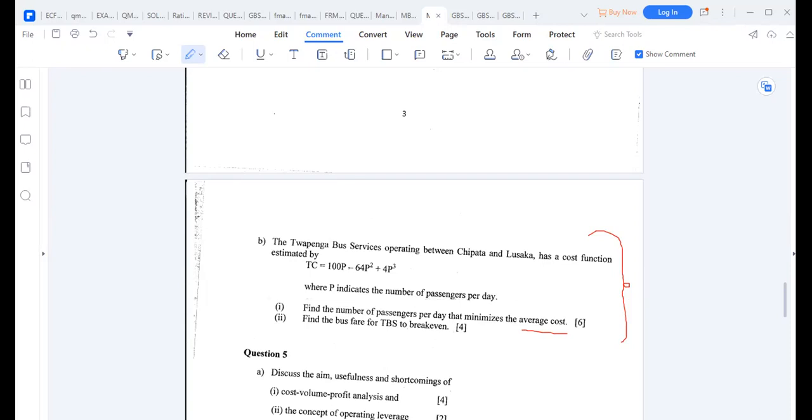I followed through the 100 times 1, then p to the power 1 minus 1. We remain with 100. The second one on 64p, so we've also multiplied 64 times 1, not 64 times 2.